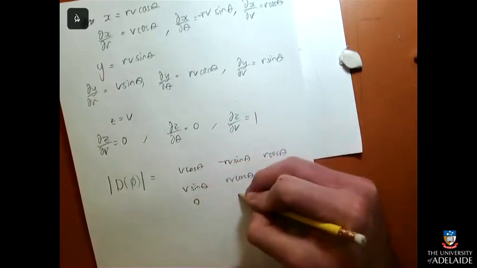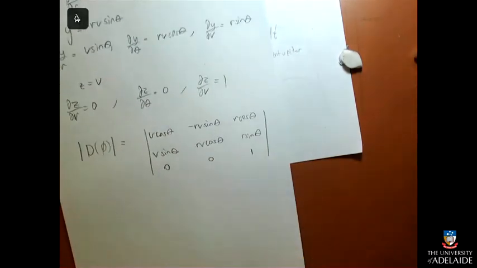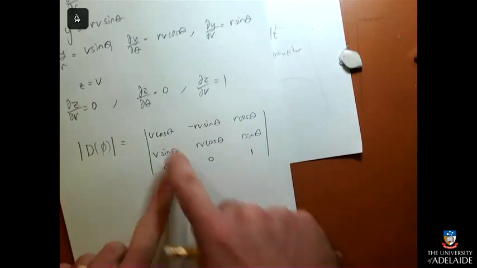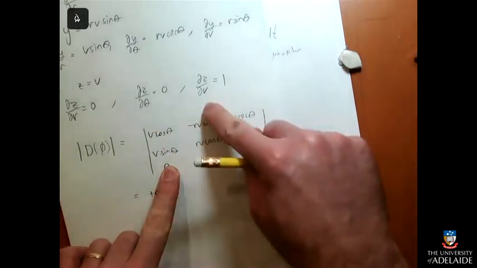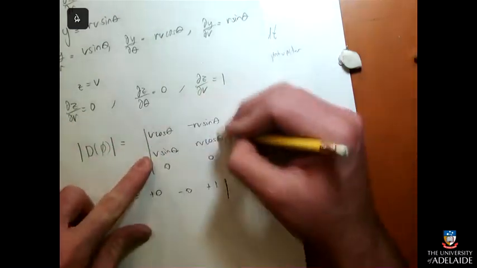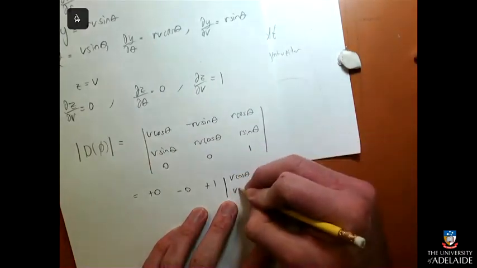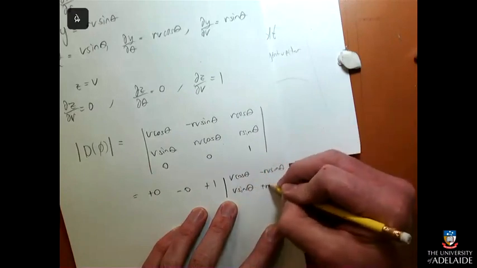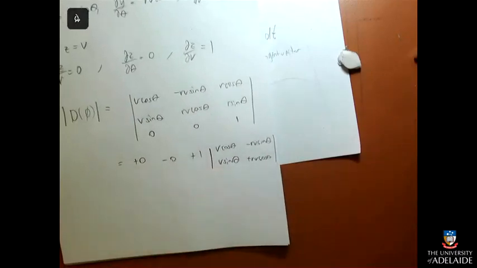But I will for myself and for future readers do that. So if I'm going to do this determinant, I reckon I should expand out along the bottom row because it's got lots of zeros in it. So let's see, plus, minus, plus. So plus 0 times this bit, minus 0 times this bit, plus 1 times this bit. I've got that right. Plus, minus, plus. Okay, good.